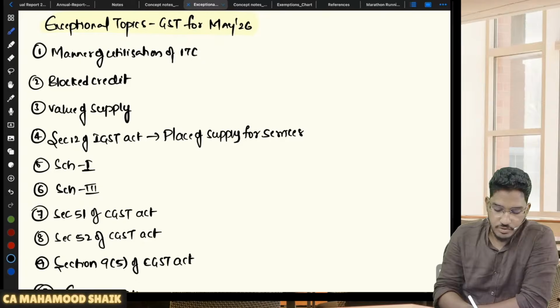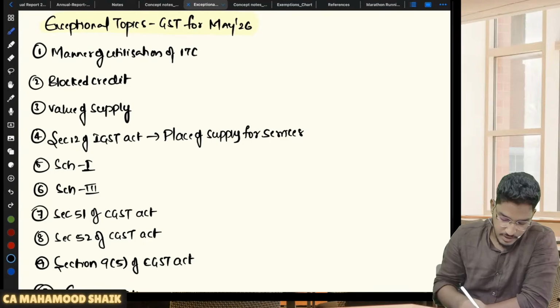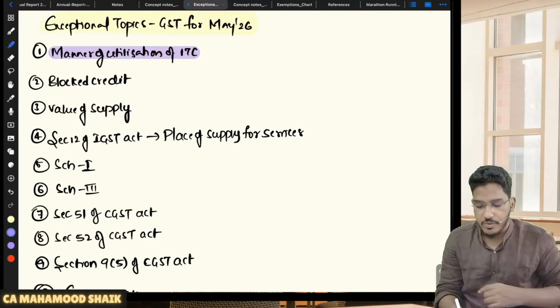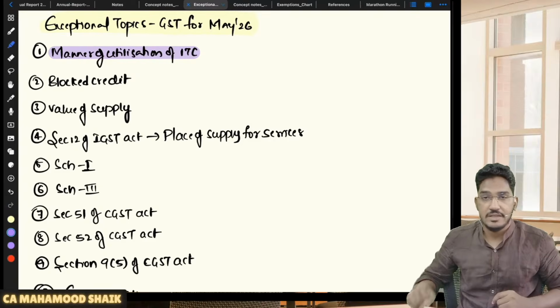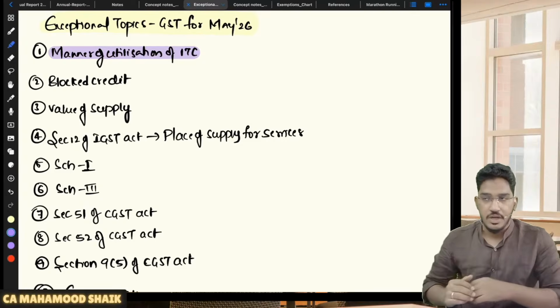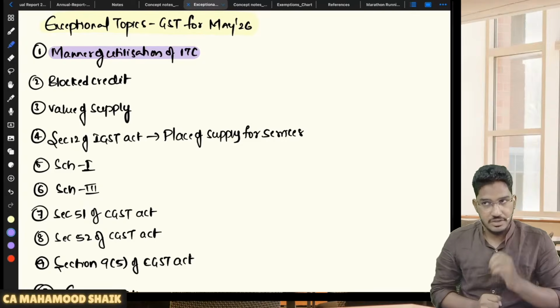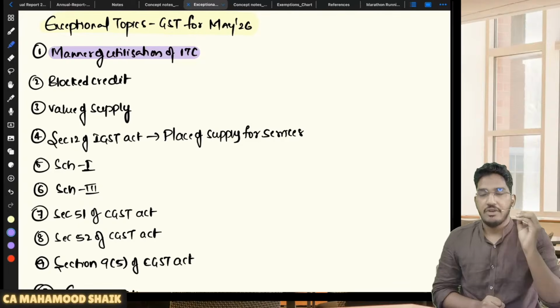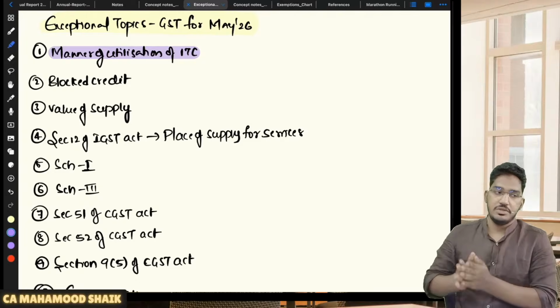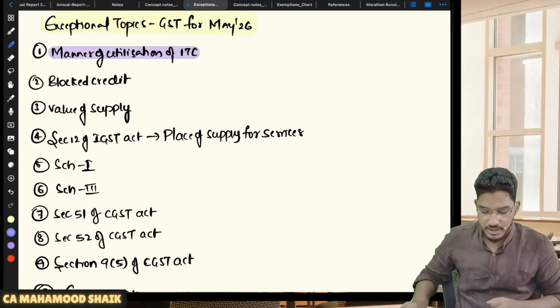Starting with the first and foremost concept, which is related to the manner of utilization of input tax credit. As you all are aware, the first question you are required to solve is a comprehensive question where they will ask you to calculate the net amount of GST liability which has to be paid in cash. That question they will definitely ask. In order to answer it, the first thing we must be aware of is the manner of utilization of input tax credit.